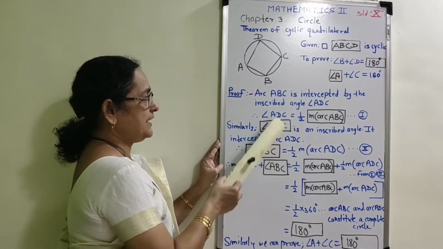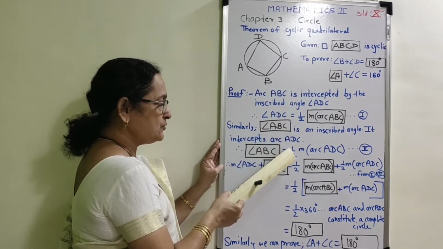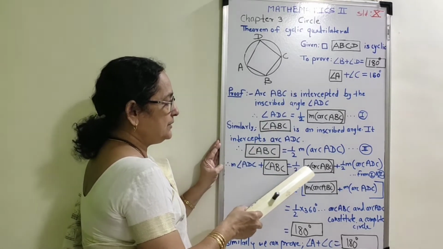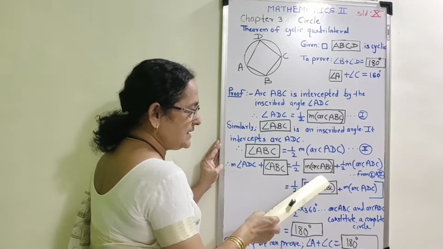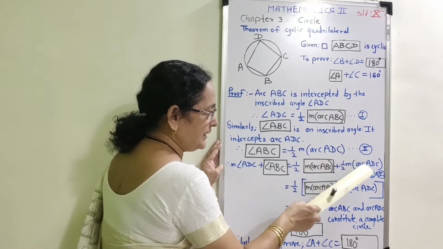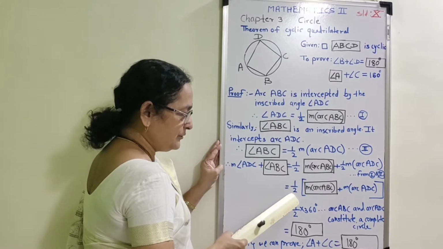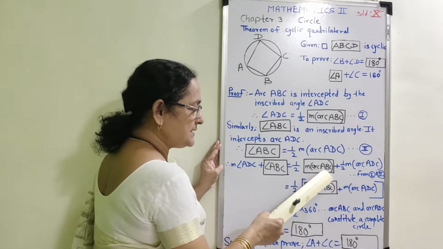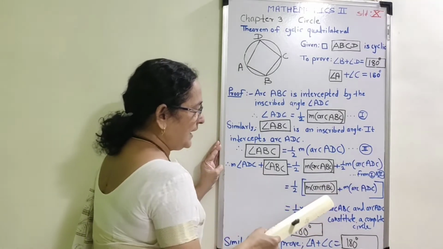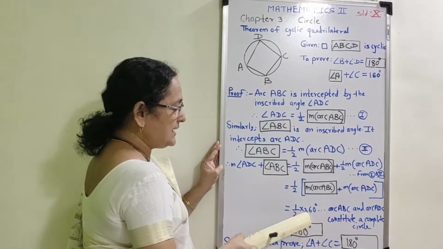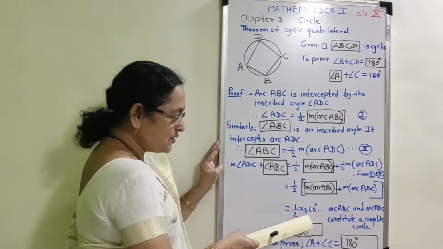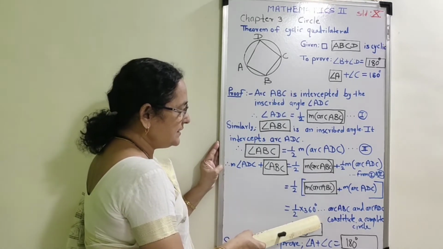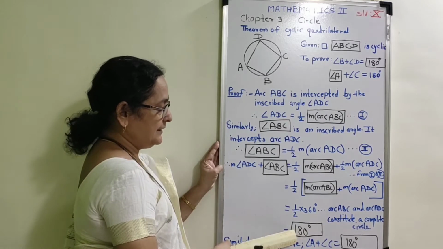In the third step, take the addition of statement number 1 and 2. Therefore, angle ADC plus angle ABC is equal to half of major arc ABC plus half of major arc ADC. Now take 1/2 common outside. Inside the square bracket, we will get the addition, major arc ABC plus major arc ADC, and when we take this addition, we will get the entire circumference of the circle. And we know that the angular measure of a circle is 360 degrees. Half of 360 is 180 degrees.